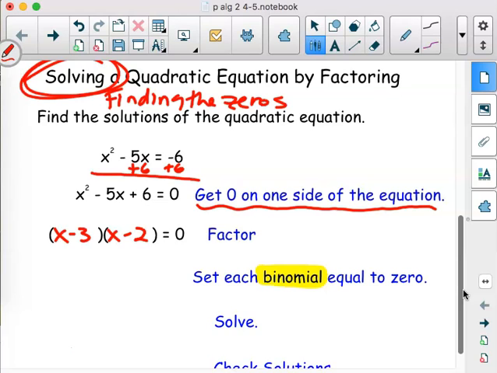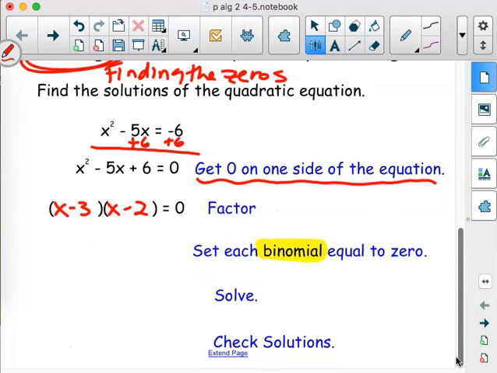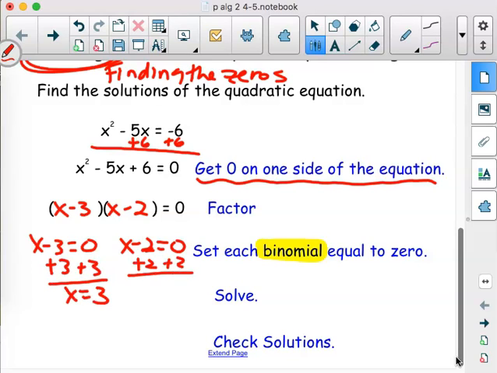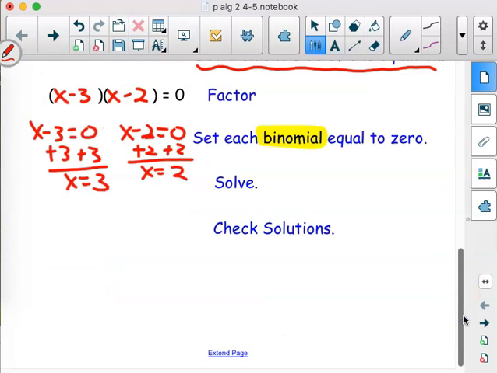Now, up until today, that would have been where we stopped because we were just factoring. But we want to know, when is this going to come out to 0? And here's what we just said about the zero product property. In order to get a 0, either x minus 3 has to be 0, or x minus 2, or both of them could be 0. Well, that's just going to take a little one-step solving. Add 3 to both sides, x equals 3. Add 2 to both sides, x equals 2. Those are the solutions, 3 and 2.